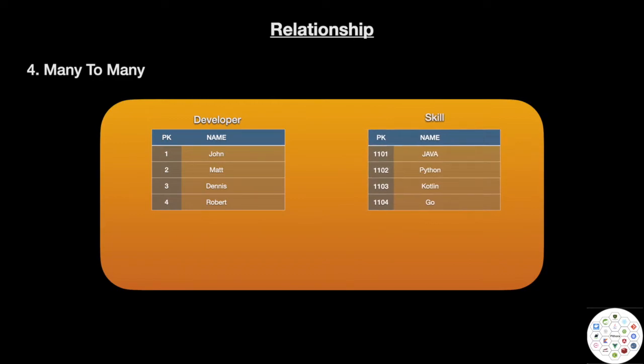So the fourth relationship type is many to many. So let's take an example. We have two tables. The first one is the developer table and the second is the skill table. A developer can possess multiple skills, or multiple developers can possess the same skill. To do that many to many mapping, we will need a mapping table.